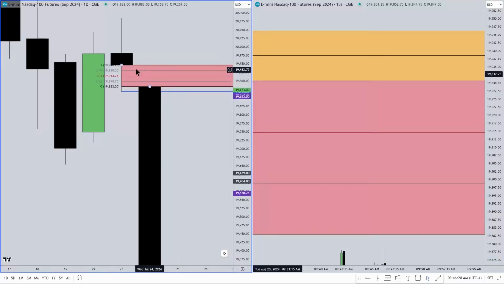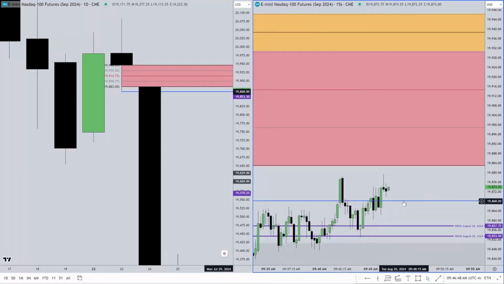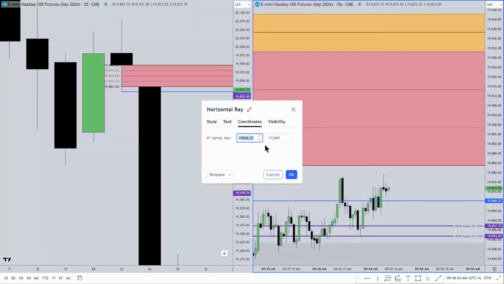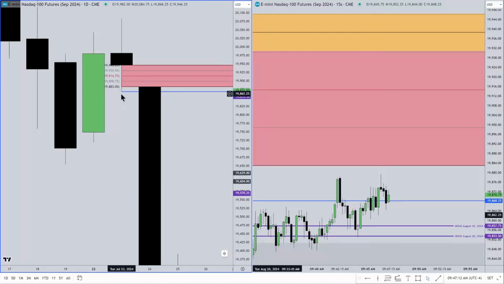And what this is saying is this little portion of this close to that level right there. That's what's being highlighted over here on the right hand side. So that is the unfilled portion of all of this move. This blue line there, watch when I highlight it. The coordinates for that is 19,868.25. That's this candle's low. That is the 19,868.25 level.